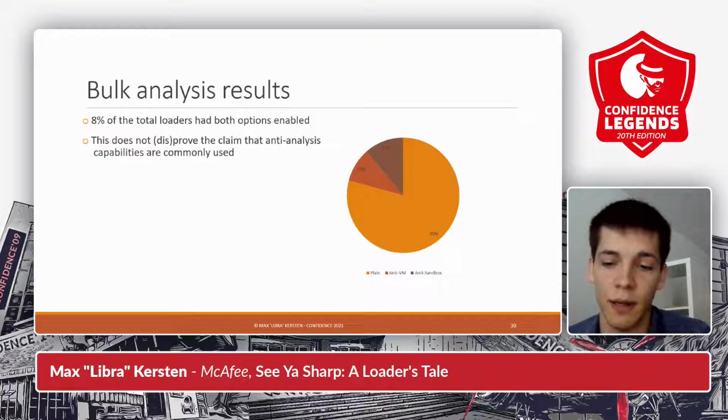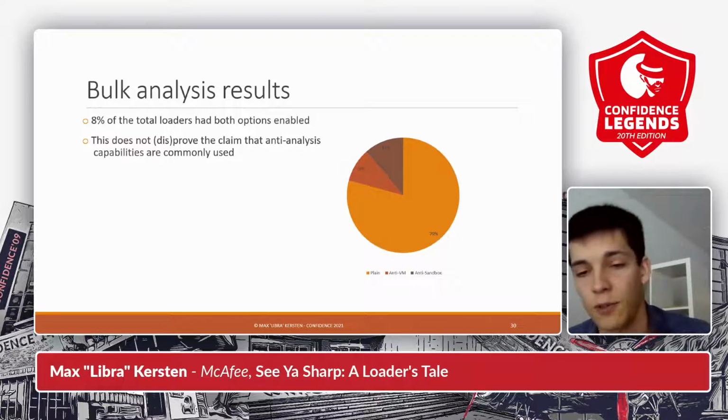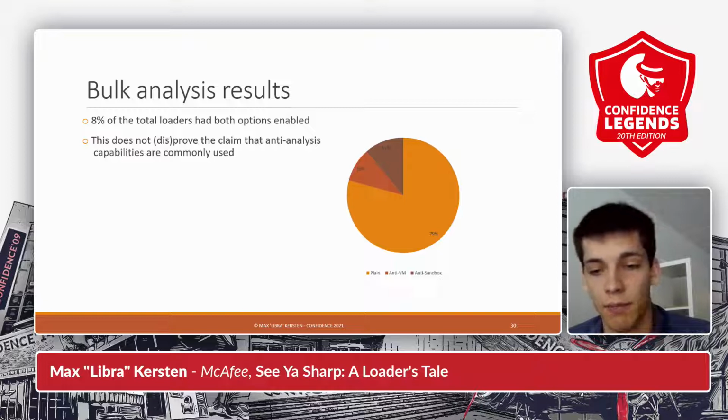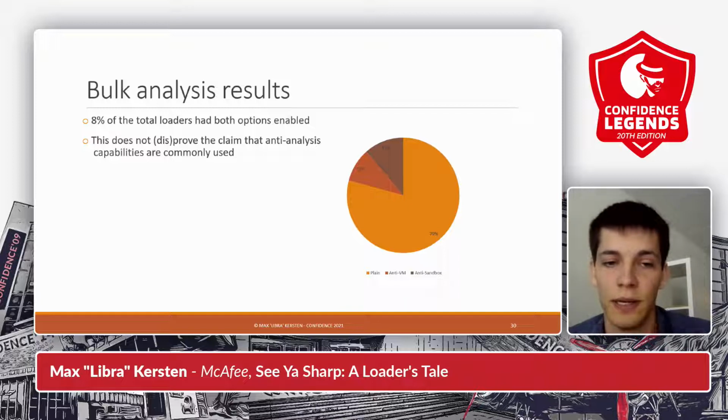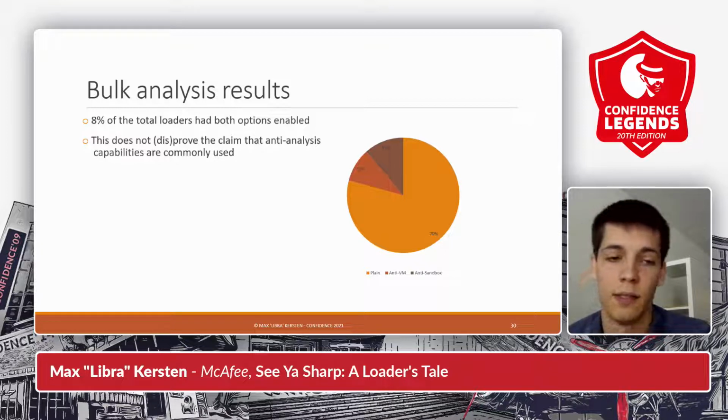And then we head into the topic of anti-something. So it can be anti-virtual machine, anti-sandbox. And we can see that nearly 4/5 do not really do anything against analysis platforms. Roughly 10% for anti-VM and roughly 11% for anti-sandbox was there, and about 8% of the loaders had both options. So those were both anti-VM and anti-sandbox.